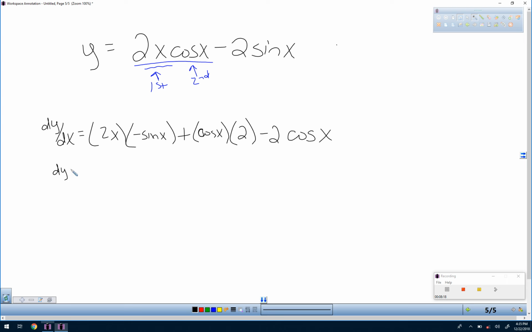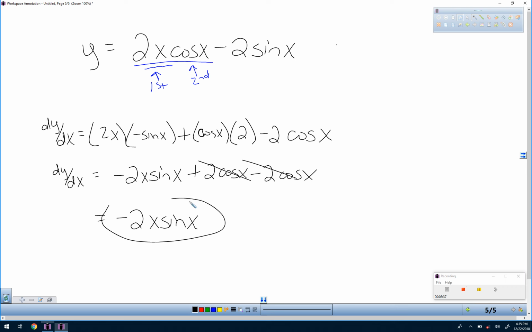So the derivative of y with respect to x would be negative 2x sine of x plus 2 cosine of x minus 2 cosine of x. And notice the 2 cosine of x minus 2 cosine of x crosses out. So then my derivative would just simply be negative 2x sine of x. And that would be the derivative for that function right there.